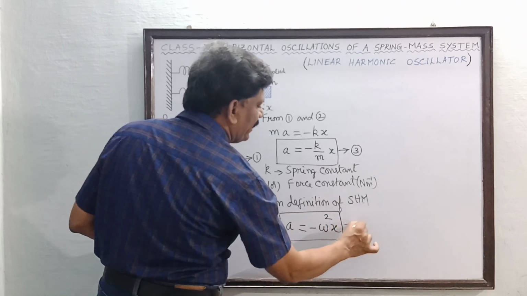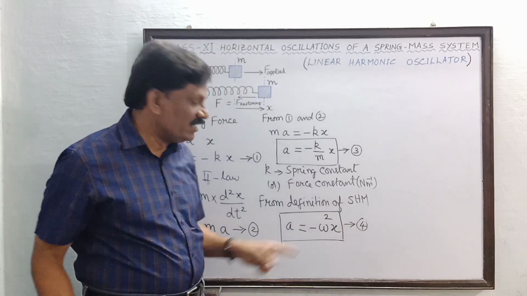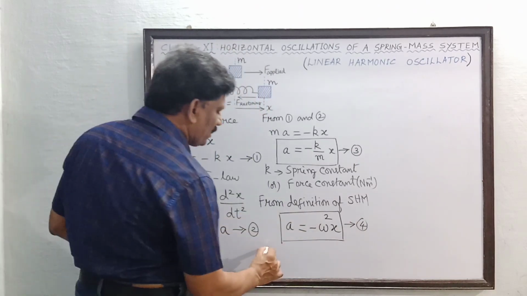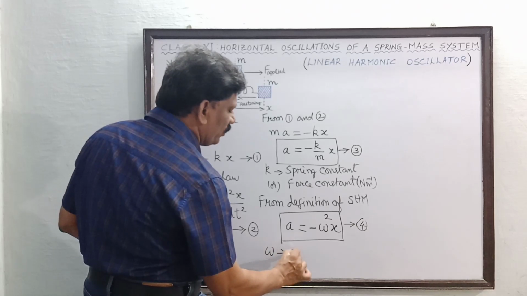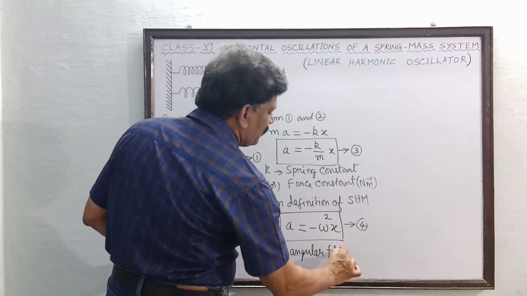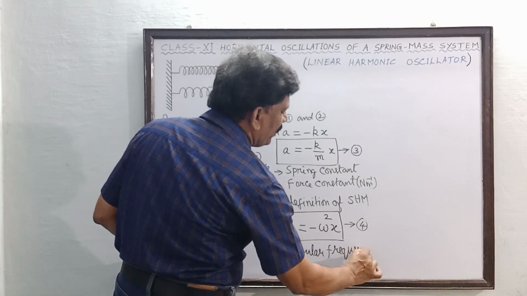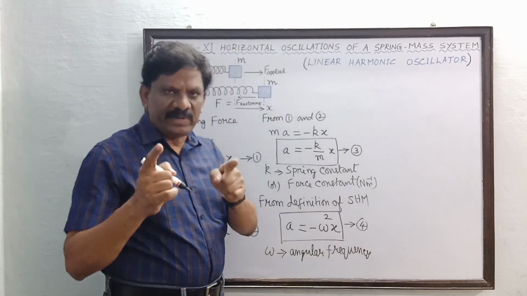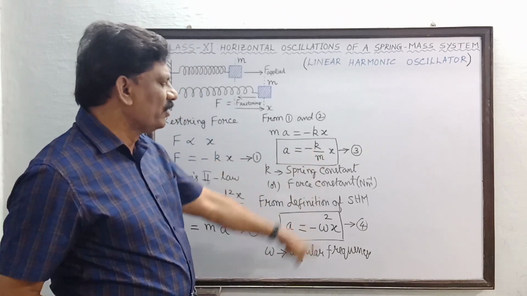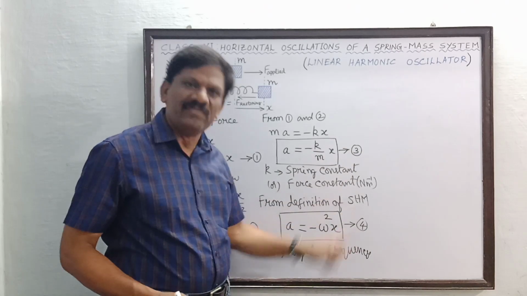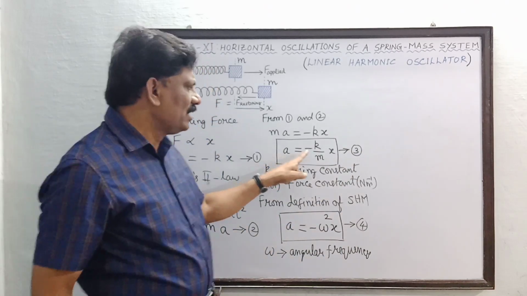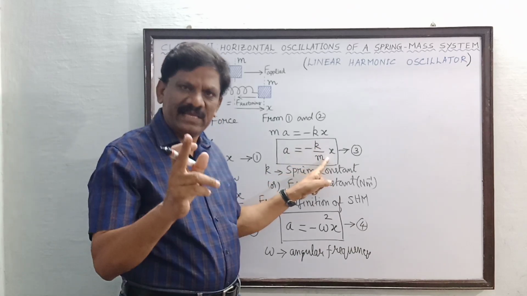This is how, at the beginning of the chapter, we defined simple harmonic motion, where omega is called angular frequency. And angular frequency is 2 pi times the actual frequency. Okay children, now I am going to equate the right hand sides of equations 3 and 4. What is equation 3? Can you read? A is equal to minus k by m into x.